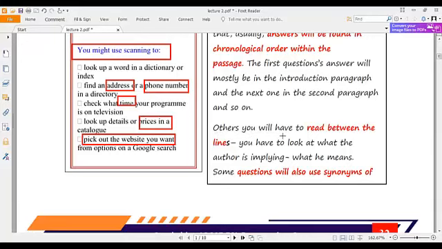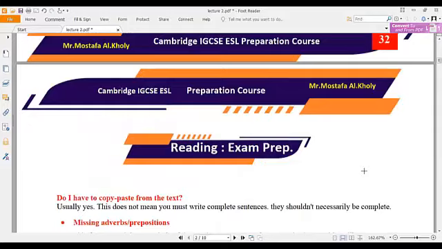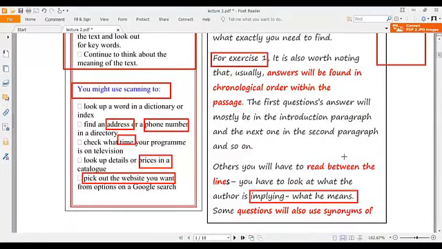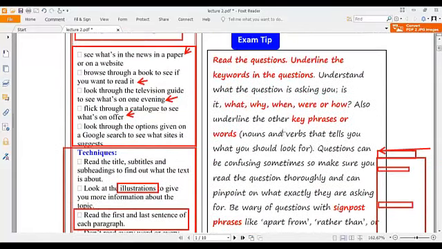Others you will have to read between the lines. You have to look at what the author is implying, what he means. Some questions will also use synonyms of the words. Okay, thank you. These are the steps that we explained just now, all together.